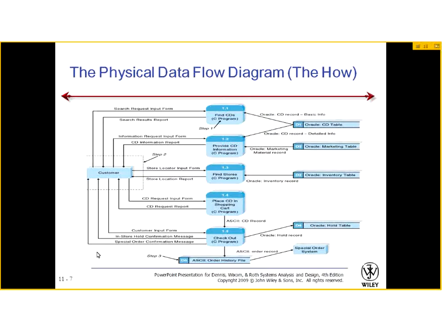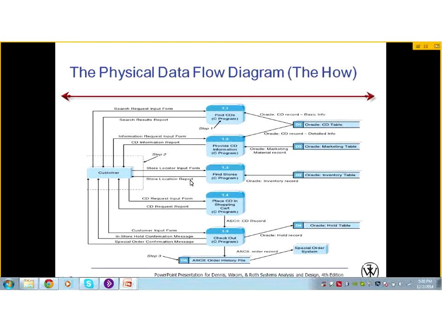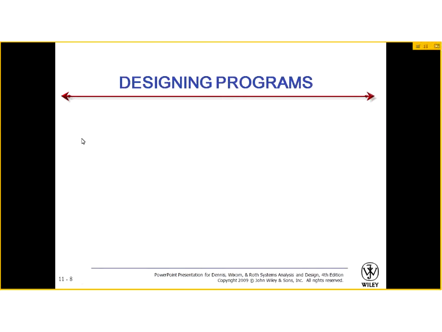In this physical DFD, now you are mentioning the data stores with the real names, like ASCII. D5 is the ASCII order history file. D4 is the Oracle hold table. Then D2 is the Oracle inventory table. So in this way you specify the implementation-related details, like to find a store, you get a store locator input form, and you give a store location report as output. So as you can see, all the arrows are now labeled, and we are now linked to the implementation part.